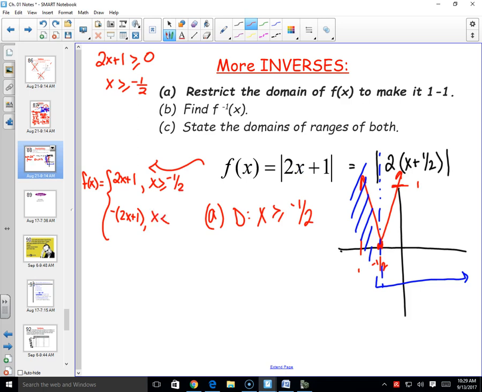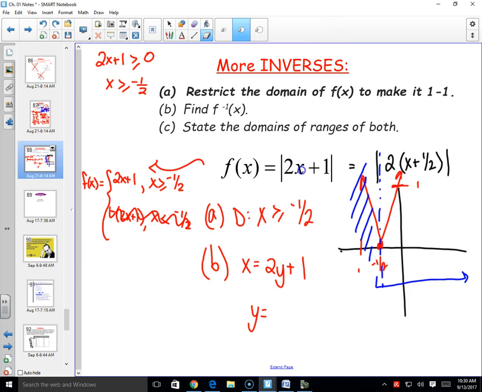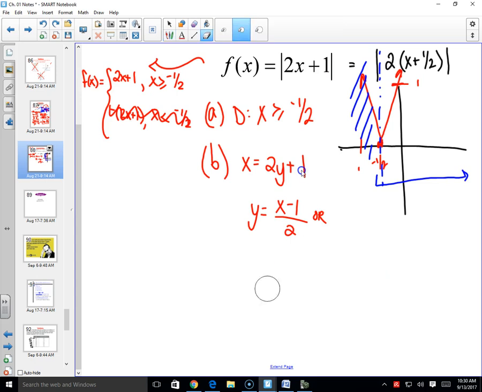For anything less than -1/2, the absolute value is going to flip. And I'm saying, well, I don't want the 2 branches, I just want 1. So I'm only going to look for this part where the domain is x greater than or equal to -1/2, which means for letter B, I can just say, sweet. Switch to x and y, solve for y. I can solve for y by subtracting 1 from both sides and then dividing everything by 2.